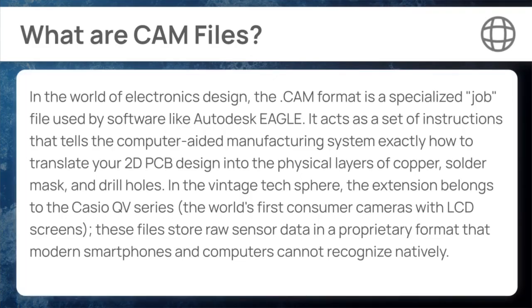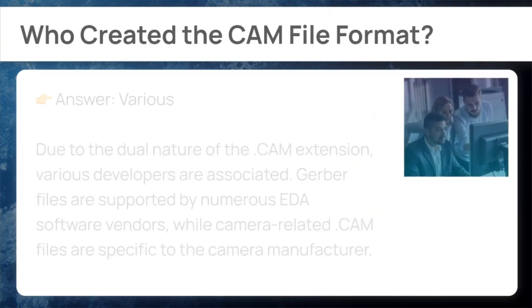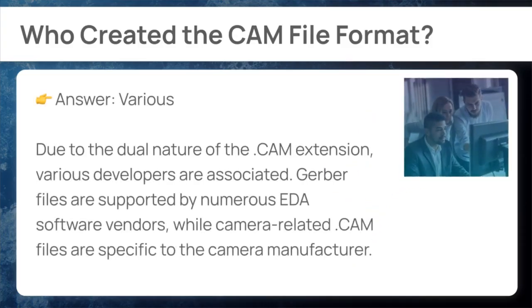In the world of electronics design, the CAM format is a specialized job file used by software like Autodesk Eagle. It acts as a set of instructions that tells the computer-aided manufacturing system exactly how to translate your 2D PCB design into the physical layers of copper, solder mask, and drill holes. In the vintage tech sphere, the extension belongs to the Casio QV series, the world's first consumer cameras with LCD screens. These files store raw sensor data in a proprietary format that modern smartphones and computers cannot recognize natively.